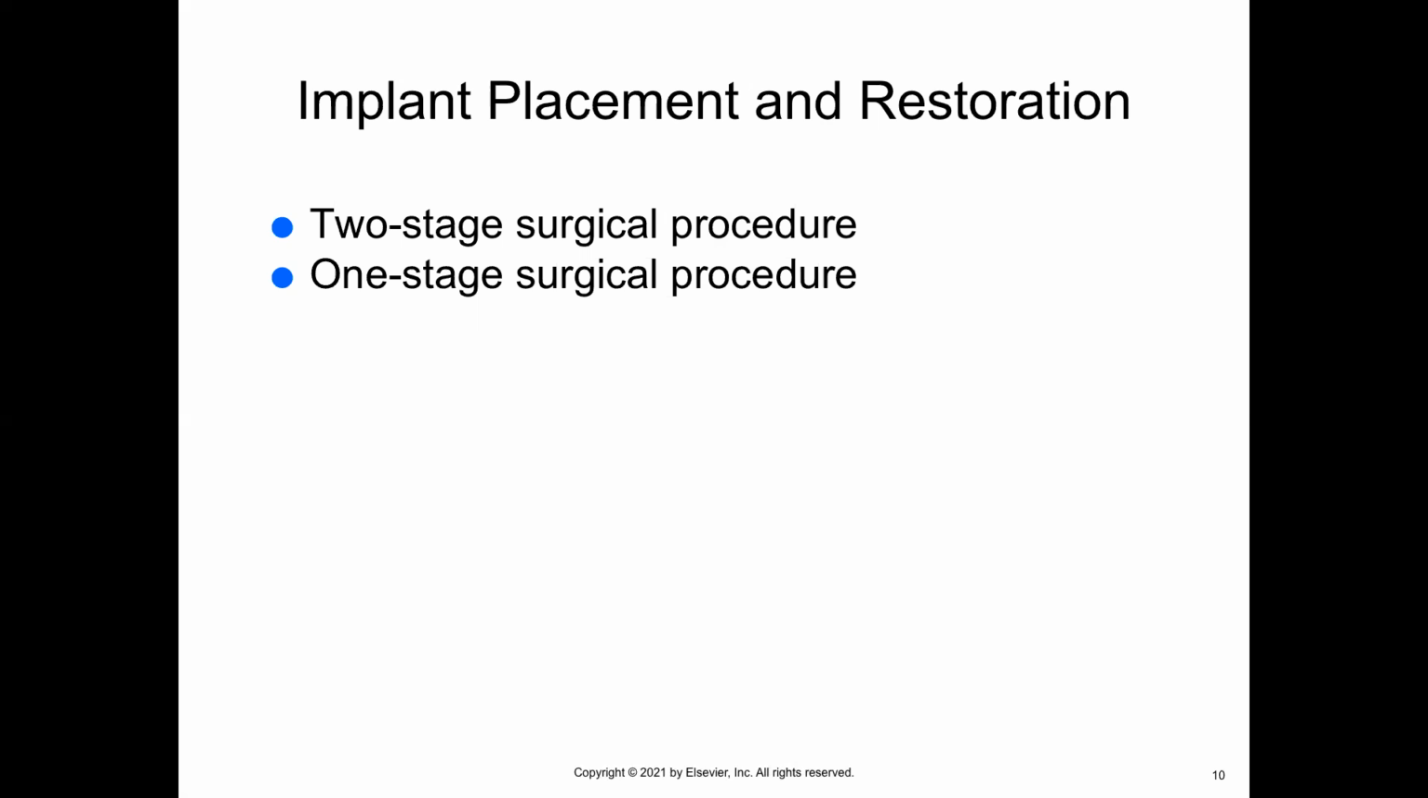The second phase usually occurs about 3 months later. The cover screw is removed and the healing abutment is placed. The tissue is then repositioned around the healing abutment, and after a few weeks, impressions can be taken for the final crown.